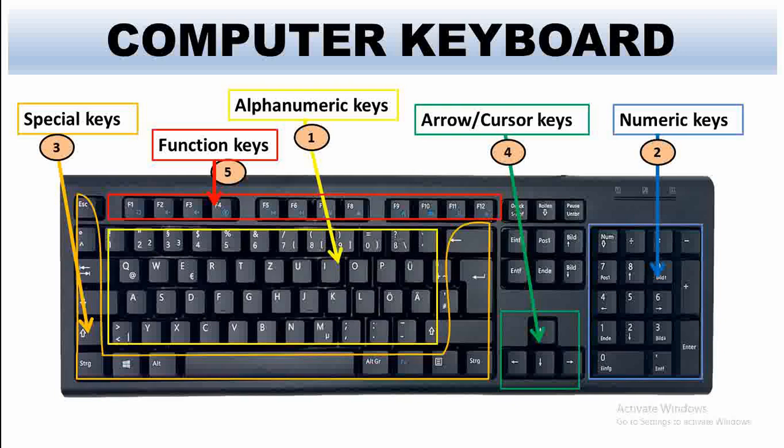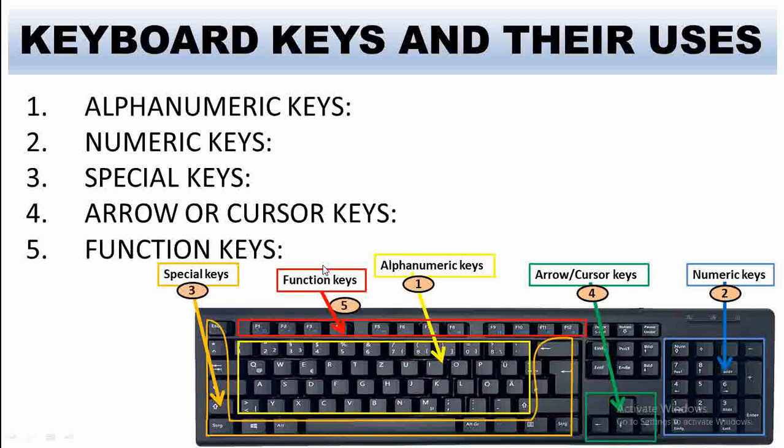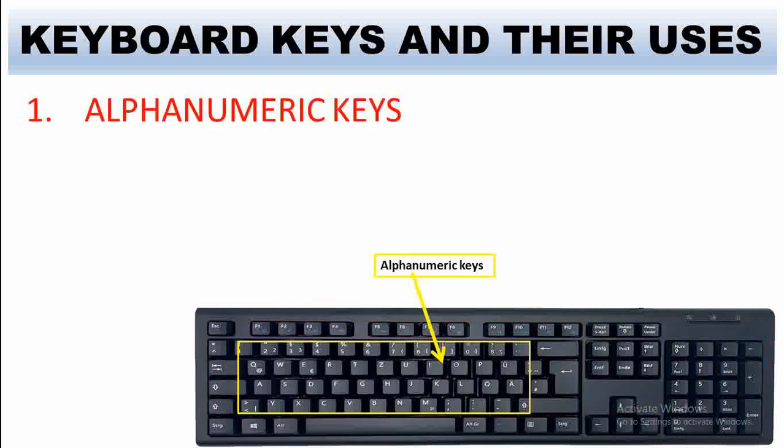So, like I said, there are 5 sections in the keyboard. The first one is alphanumeric keys, where we have alphabet and number. We have the numeric key at the right side of the keyboard, where we have only the numbers. We have the special keys that surround the alphanumeric keys. Each of these keys, we are going to take them one after the other. We have the arrow or cursor keys, and we have the function keys. So we are starting with the first one, which is alphanumeric keys.